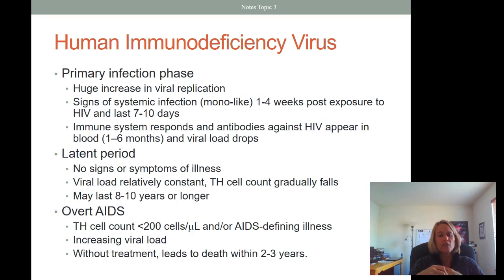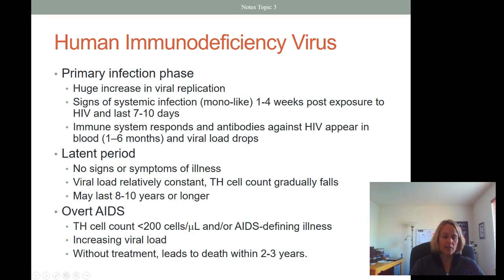During the latent period, we have no signs or symptoms of illness. The viral load stays relatively constant, but the helper T cell count continues to fall. This latent period may last 8 to 10 years or much longer. With the use of drugs they have nowadays, this can last much, much longer. And then overt AIDS occurs when the helper T cell count is less than 200 cells per microliter, and or you have an AIDS-defining illness.